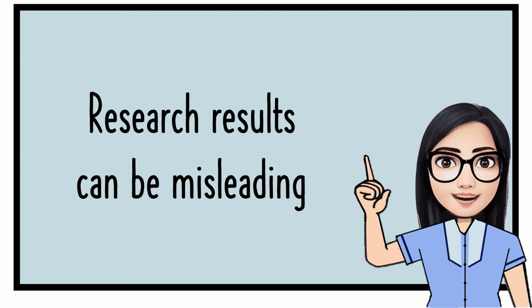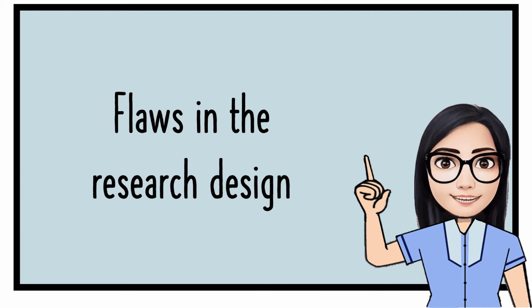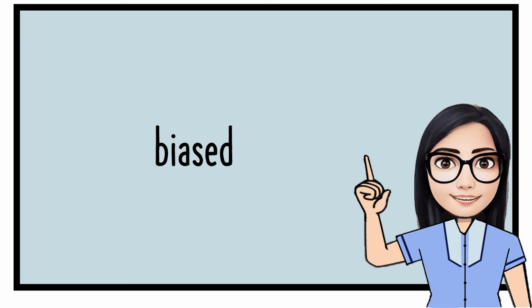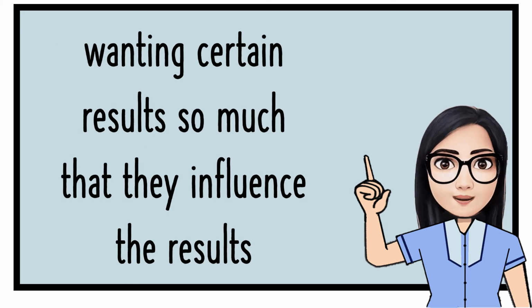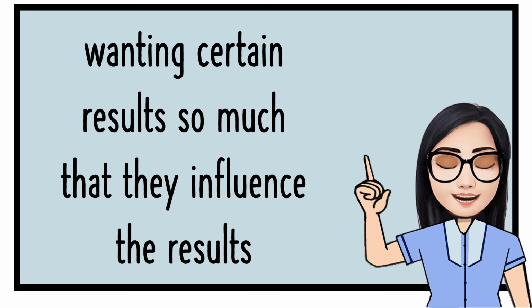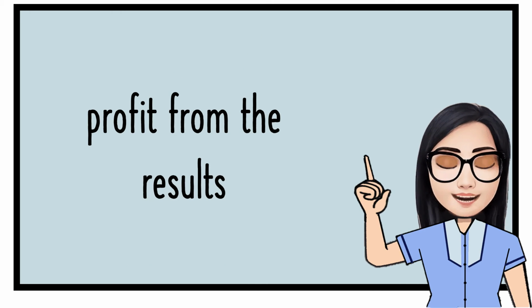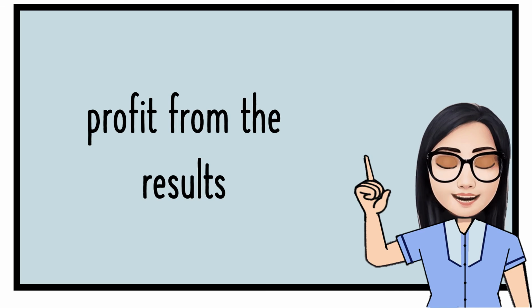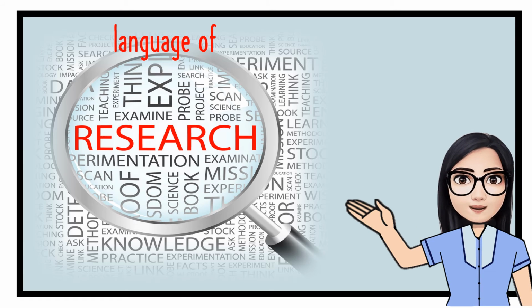There are several reasons results can be misleading. There may be flaws in the research design. Researchers may make mistakes during the experiment or when analyzing the data. They may even be biased, wanting certain results so much that they influence the results. Sometimes, groups that might profit from the results pay for the research but only report it if they get the results they want. Well, we have more research languages.